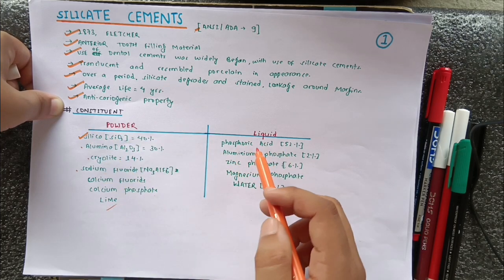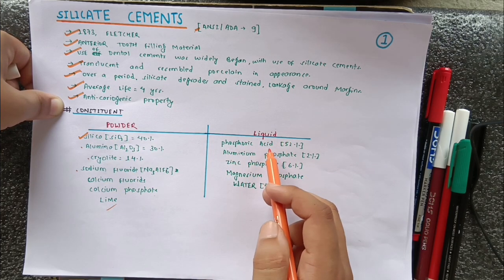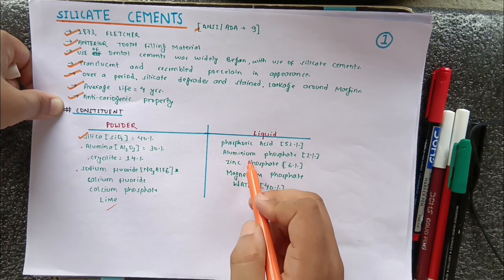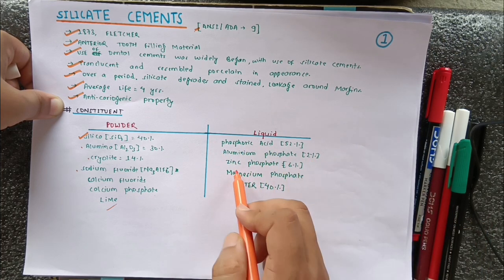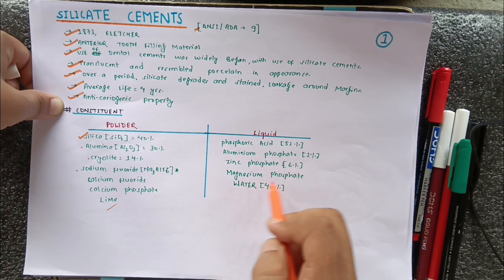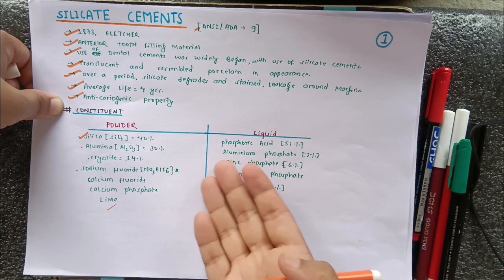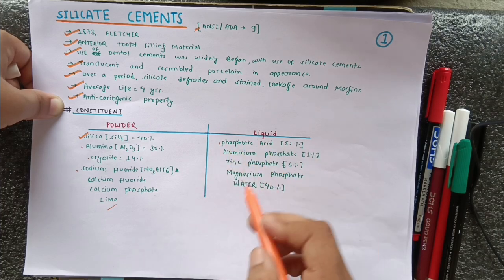Now we will study the liquid. The liquid contains phosphoric acid, which is the major constituent of silicate cement liquid. Similarly it contains aluminum phosphate at 2%, zinc phosphate at 6%, magnesium phosphate and water. The two major components present in the liquid are phosphoric acid and water.